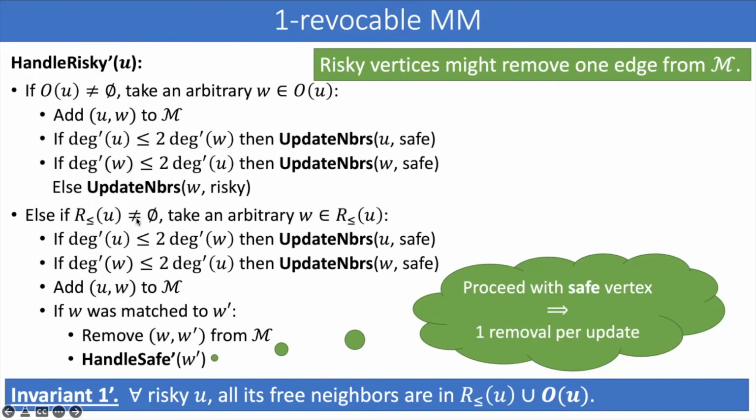We have thus shown how to maintain a one revocable maximal matching efficiently. Note that the amortized update time of our algorithm is constant. Indeed, the charging scheme that we saw handles any update within time linear in the number of credits obtained from a single vertex update that is assigned uniquely to it.